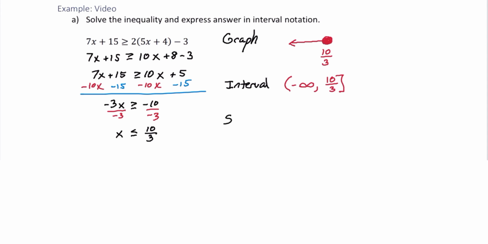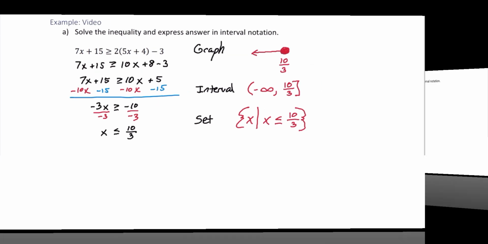And finally, we have set builder notation. Set notation is going to have the curly braces, x with a bar. Translating that would be all x such that, and then we basically write the last line of our work from earlier. x is less than or equal to 10/3. So these are the three different ways to denote your answer for inequalities.